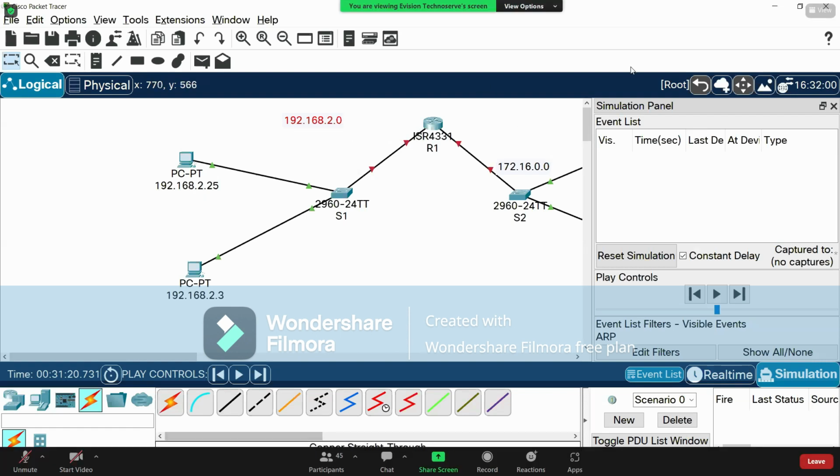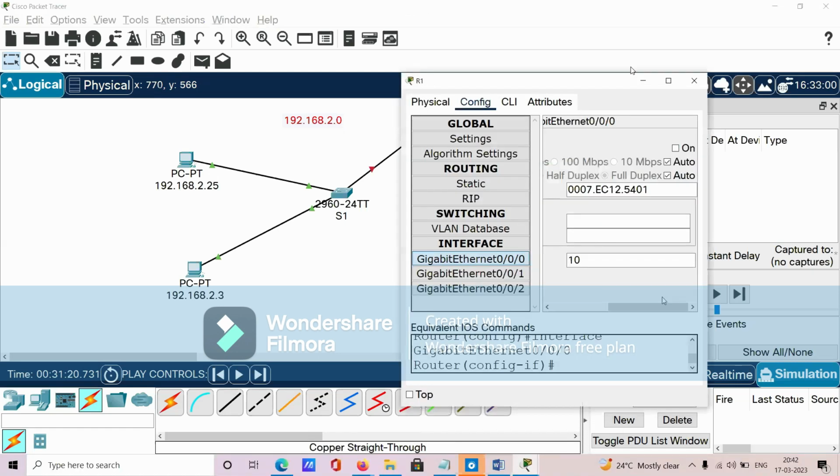So I assign the IP address for this as 192.168.2.29, and you notice that this IP address belongs to the 192.168.2.0 network. Am I correct?